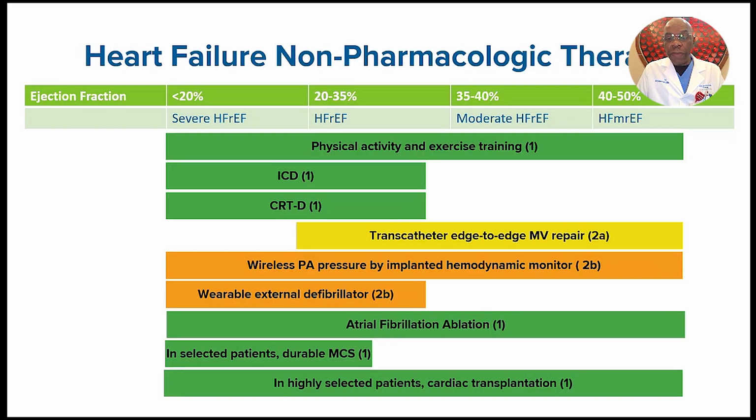Transcatheter edge-to-edge mitral valve repair, or MitraClip procedure, is increasingly useful for patients with secondary mitral regurgitation due to that remodeling that we discussed in earlier slides. These patients benefit the most when their ejection fraction is between 20% and 50%. The wireless PA pressure monitoring, or CardioMEMS, is useful for patients in all classes who we are having difficulty managing their heart failure, either due to recurrent hospitalizations or intractable symptoms.